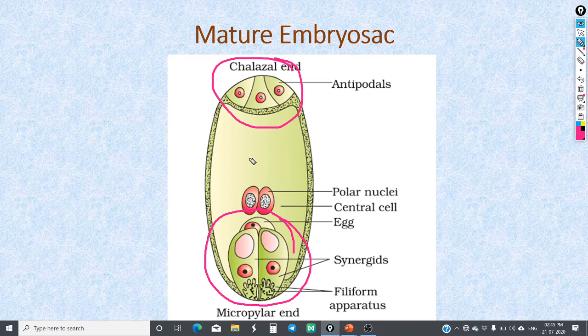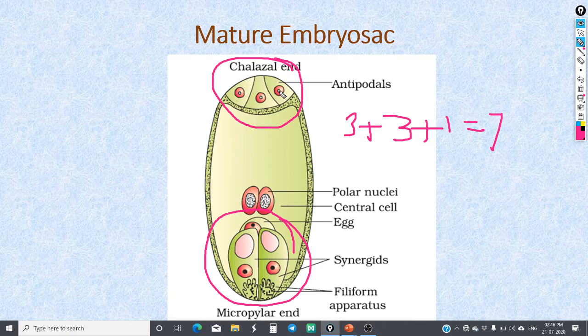So this is the large cell. These are the 3 cells in the egg apparatus, and these are the 3 cells in the antipodals. So 3 antipodals, 3 in the egg apparatus, 6 cells, and the centrally located larger cell. As a whole, 3 plus 3 plus 1 equals 7 celled structure. Okay, 7 cells. And how many nuclei are there?